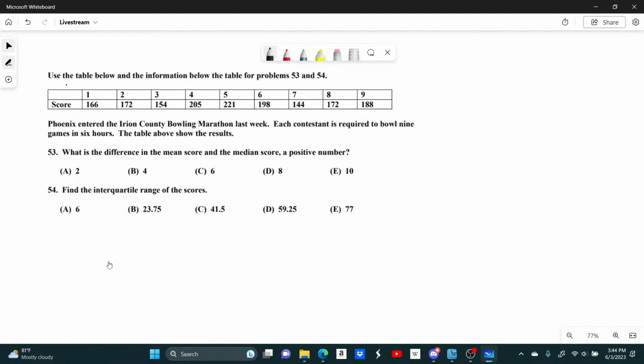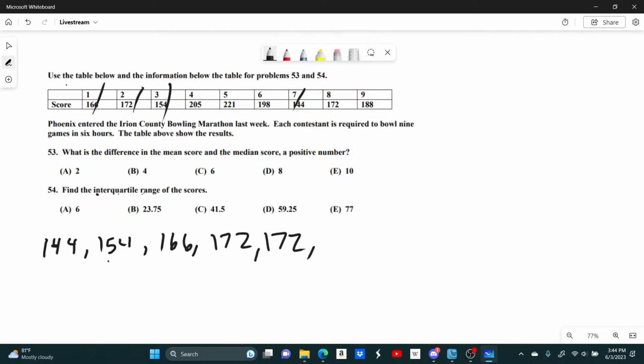All right, so for the sake of this one and the next question, because I'm already seeing interquartile range, I'm going to list all of these in ascending order. So I'm going to get 144, and then I'm going to mark these off as I go. 154, 166, and I got 172. I've got that twice. And then 188, 198, 205, 221. There you go. That's 9, right? Yeah, okay, so that's all 9 of them.